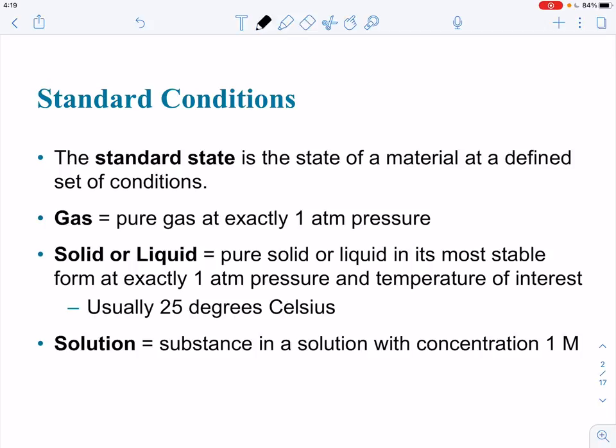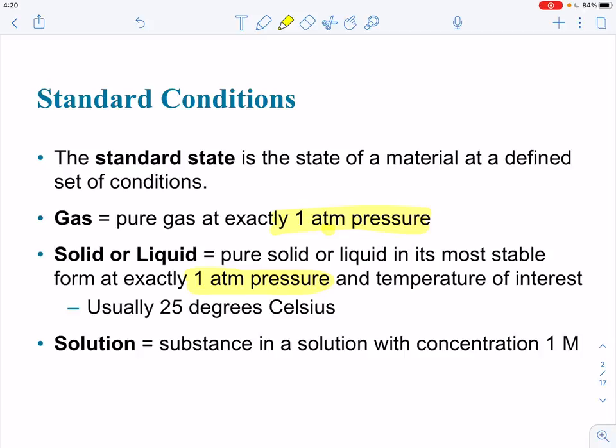So that comes with, for example, for gases, that the gas has to be a pure gas and it has to be at 1 atmosphere pressure. If you have, let's say, oxygen gas at 1 atmosphere pressure, then you would consider that oxygen at standard state. When it comes to solids or liquids, remember, gas is a non-condensed state, and liquids and solids are condensed states. We are here also at 1 atmosphere of pressure, so that's kind of standard for every single substance that you're going to use.